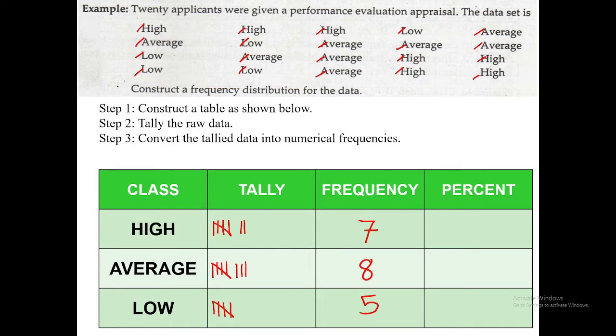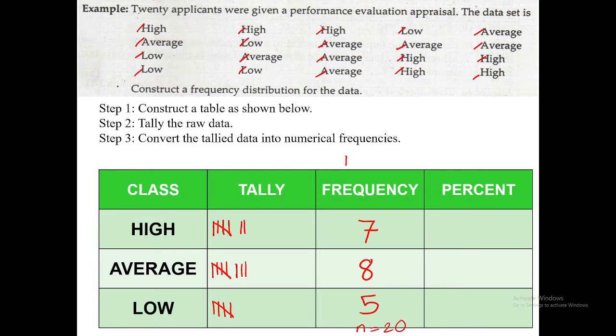Recheck. Without rechecking, it's simply if I'm going to be adding everything, if I'm going to be adding 7, 8, and 5, what's the total? 20. So, take note, our n is 20. Okay? Now, look at the problem. How many applicants are there?